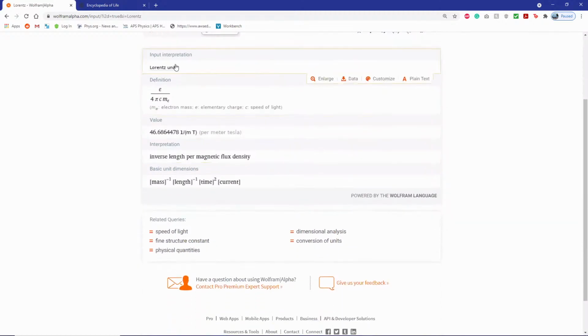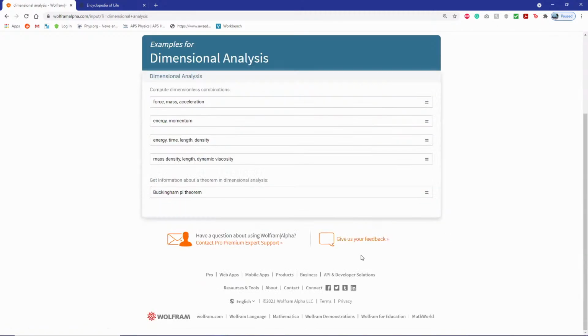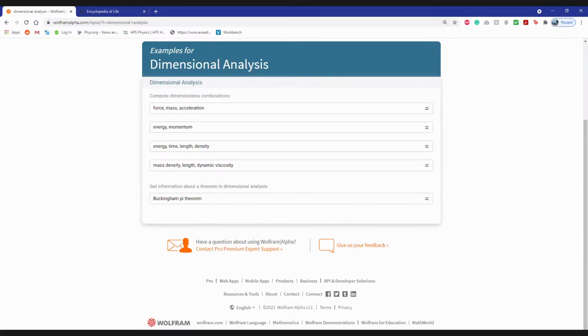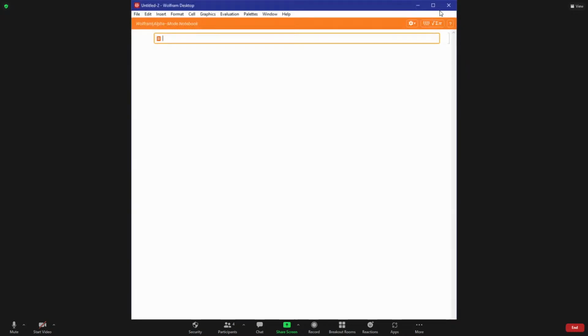Yeah, so there we have it. Well, I guess we just pull up the Lorenz unit. Oh well, something exciting. All right. Well, we're kind of getting to the end. The last thing I want to talk about is if you have Wolfram Desktop. I'm going to stop sharing my screen and open a notebook. There we go. I'm going to share my notebook.